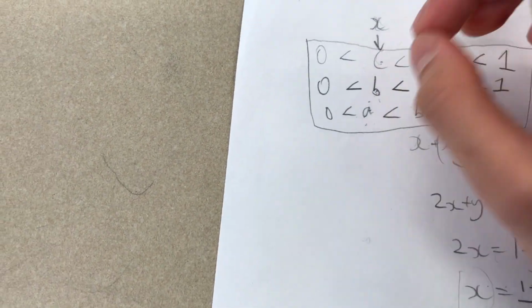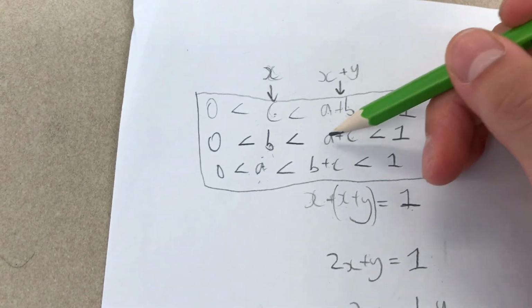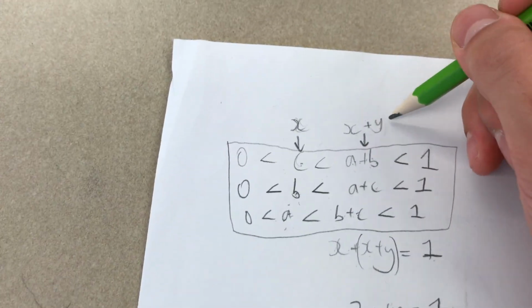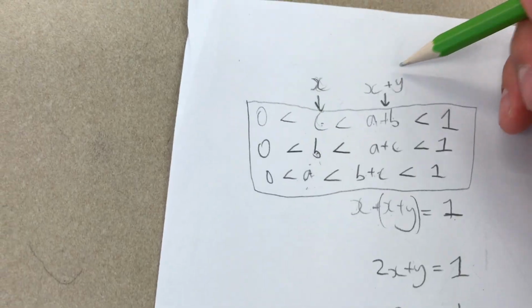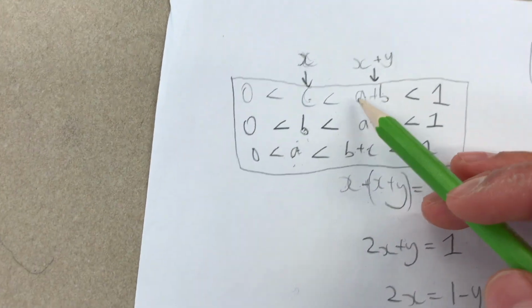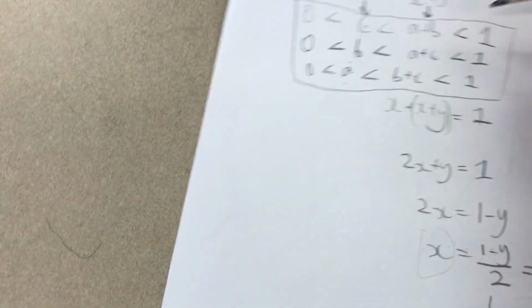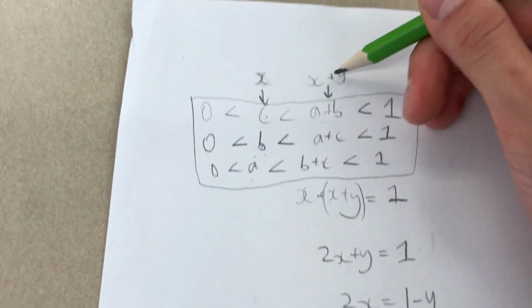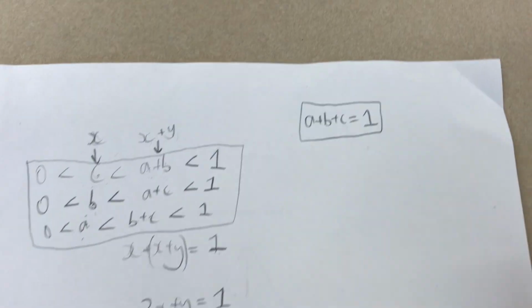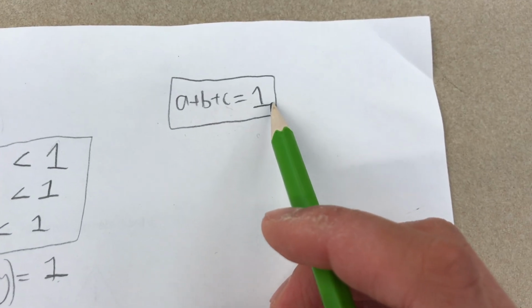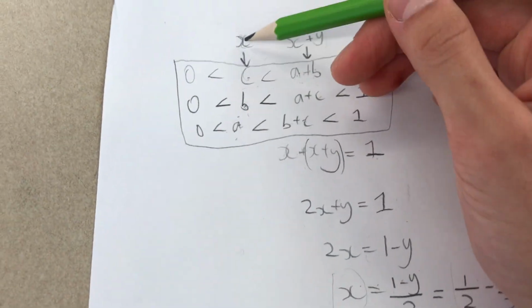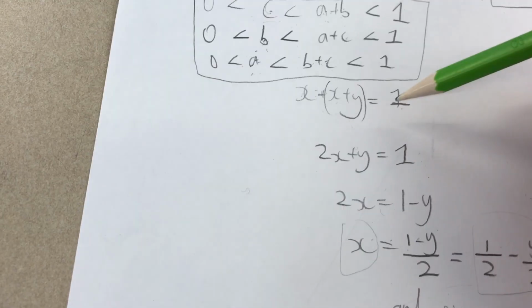Now let's replace C, B, and A with x. Let's represent these values with x. Now let's replace A plus B, A plus C, and B plus C with the value x plus y. Note that y can be anything as long as it's positive, because we know that this is bigger than C, so it doesn't really matter what y is as long as it's positive. So then we can form an equation. We know that A plus B plus C equals 1, right? So if A is x, then x plus y is equal to 1.